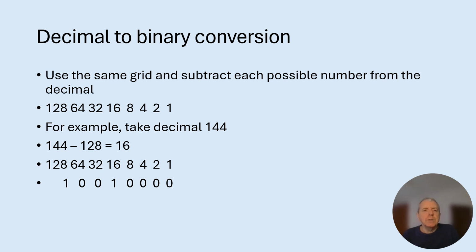To convert decimal to binary, we use the reverse. So in my example here, I've got 144, and if I take the largest number I can from the grid, from 144, I get a remainder of 16. This was a nice easy example because 16 appears in the grid. But if it didn't, you would keep subtracting each of the numbers from right to left until you had the binary representation.